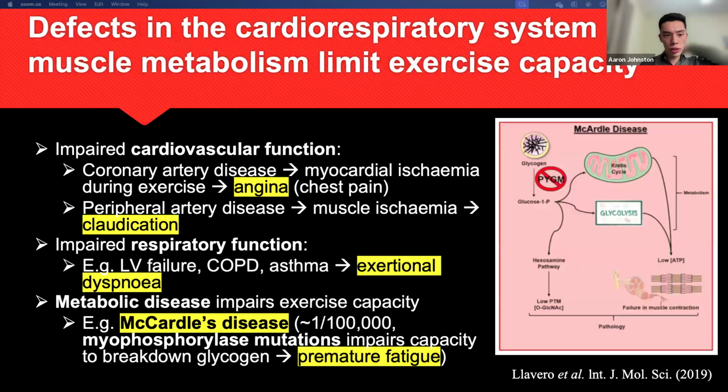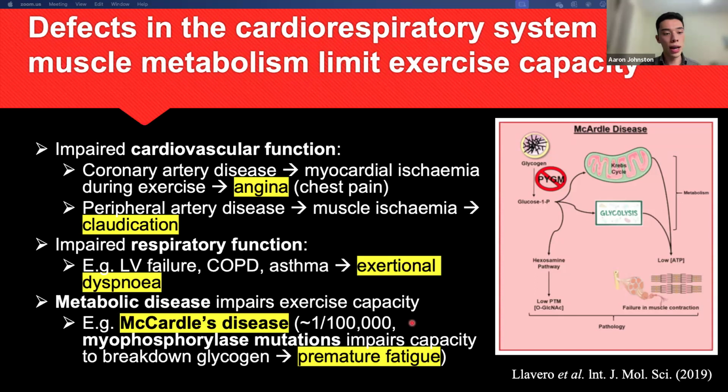So just a bit of pathology in the context of exercise. Any impairments to respiratory or cardiovascular function are going to impair exercise capacity. Coronary artery disease, for example, presents as angina pectoris or chest pain. This initially, in the early stages of coronary artery disease, happens particularly on exertion, because that's when you're throttling the heart, when the oxygen demand of the heart is increasing, and that's when you start to notice symptoms. In severe stages of coronary artery disease, you can experience pain at rest.